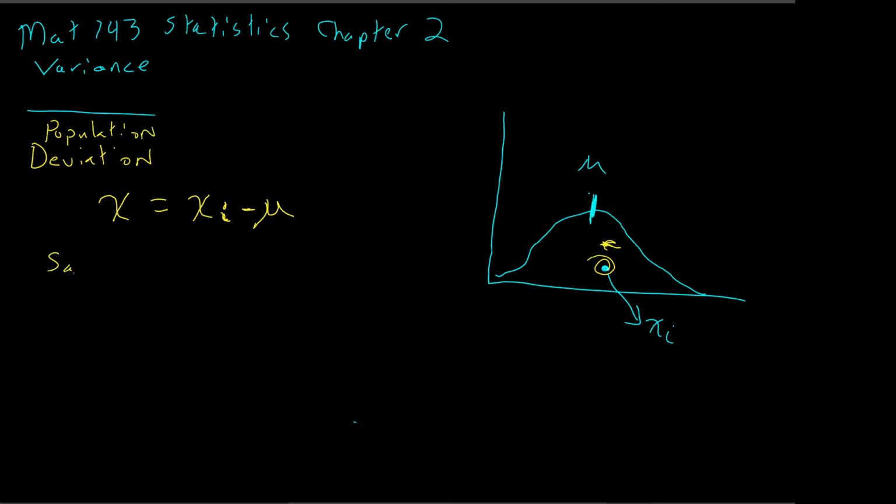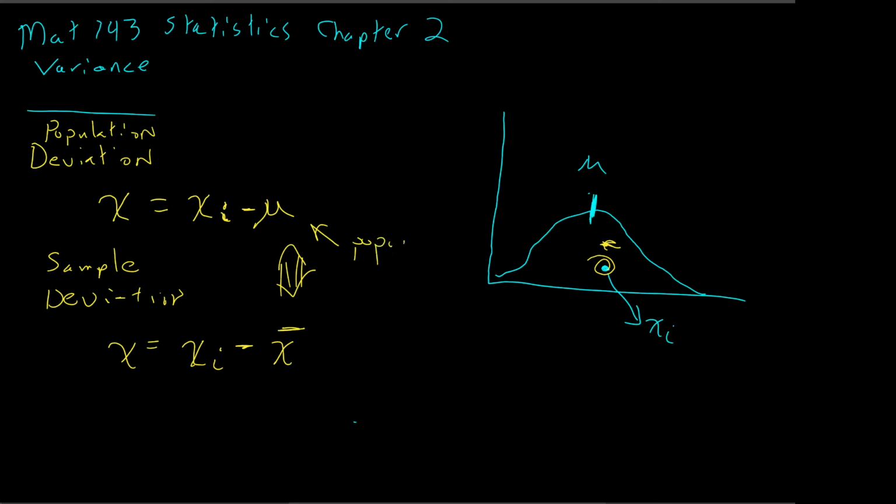For a sample deviation, we're still going to use the variable x. We're going to talk about the one piece of data and how it deviates from the sample mean. And so notice our difference in notation here, where this is the population mean, and this is the sample mean. And so we have a way of talking about how much each piece of data deviates from the mean of a sample or a population.